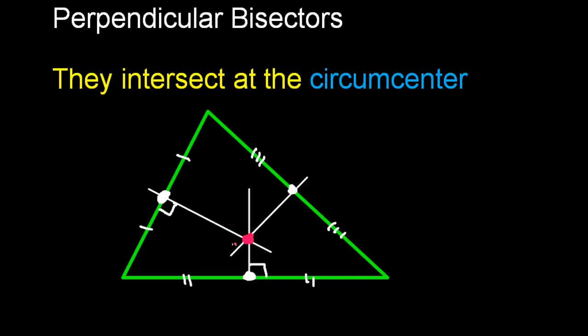Now remember, you can find the circumcenter using perpendicular bisectors. But once you find it, don't forget the key thing to know about a circumcenter. The key thing to know about a circumcenter is this: the distance to the vertices should be the same.